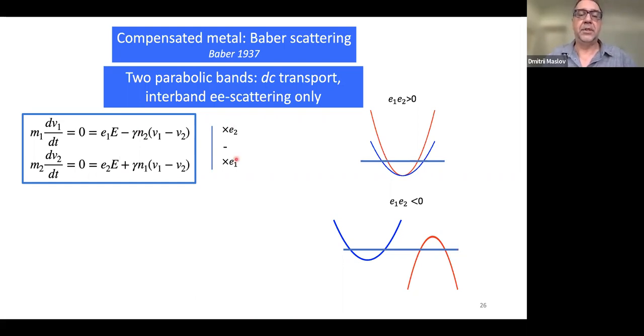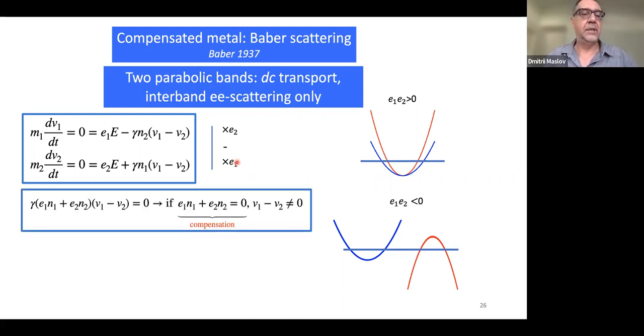So I will multiply the first equation by the charge of the second band, the second equation by the charge of the first band, and subtract them. And then we'll have a condition that the product of the total charge density times the difference of velocities must be equal to zero. And because we want to have some difference in the velocities, this is only possible if the total charge density is equal to zero, which means compensation.